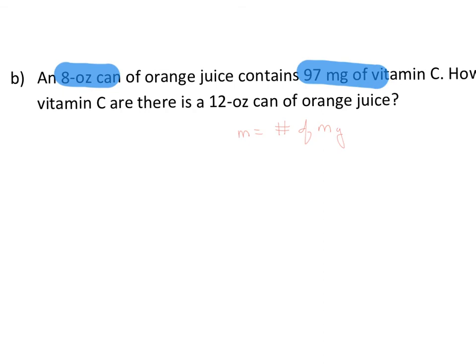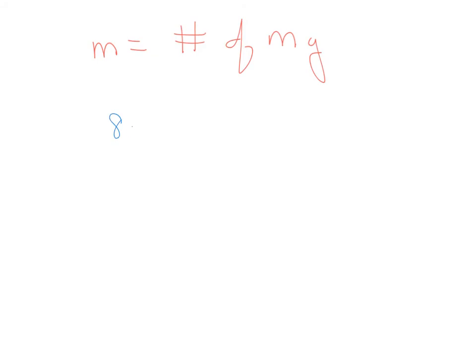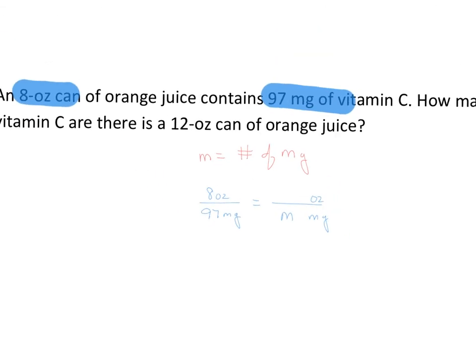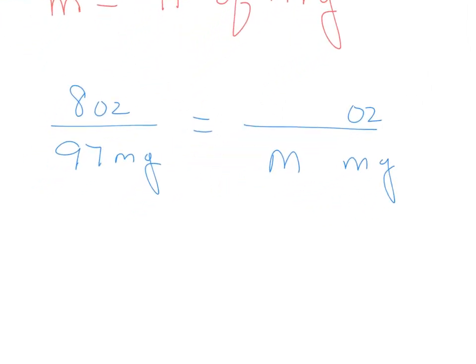So now go ahead, go down here to the bottom, and let's write our proportions. So we know 8 ounces, 97 milligrams. Okay, again, over here, you want to keep your ounces on top, milligrams on the bottom. Okay, and since M is the number of milligrams, we know we're putting M here. And go back up here and find the other guy right here, 12 ounces, and it's talking about how many. Okay, so I'm going to go down here, and I'm going to put 12 in for my ounces.